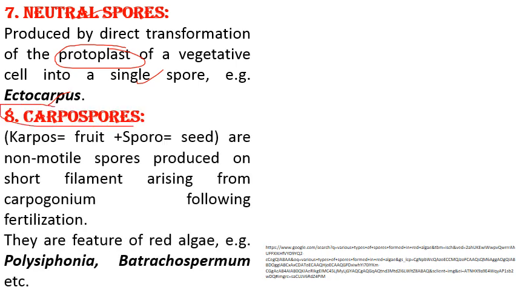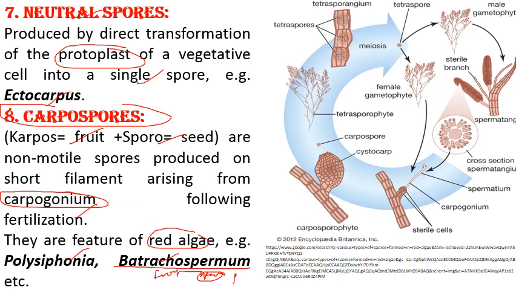Next comes carpospore. Carpos means fruit, spore means seed. These are non-motile spores produced on the short filament arising from the carpogonium following fertilization. This is a feature of red algae, as found in Polysiphonia and Batrachospermum. Batrachospermum is commonly known as frog spawn algae, and this is a red alga found in fresh water. These spores are formed inside a structure called carpogonium or cystocarp, which produces these carpospores. These are diploid spores basically.